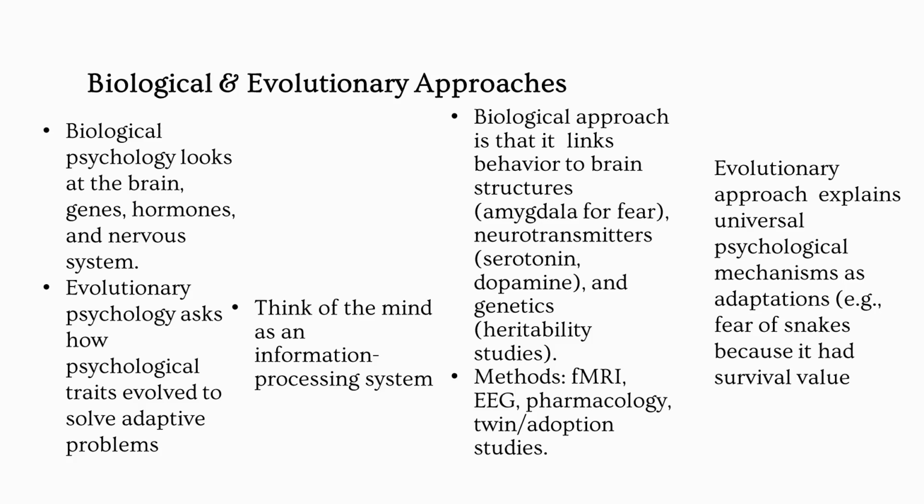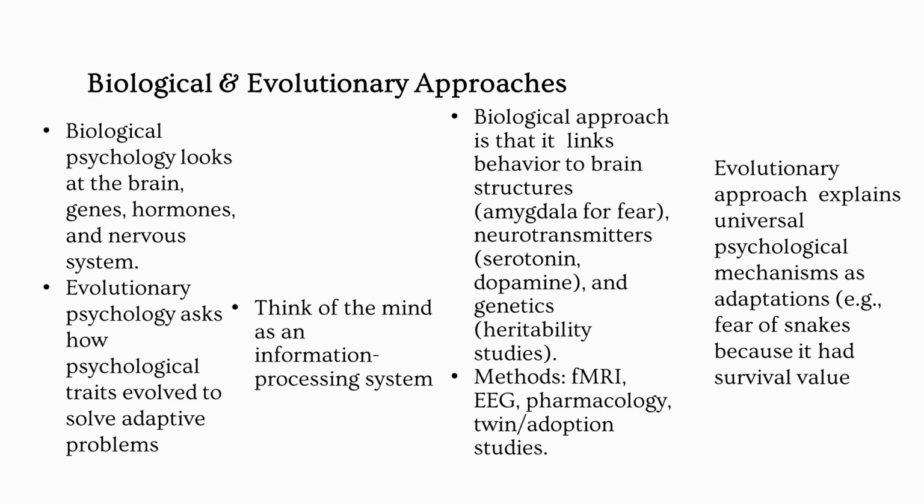Biological and evolutionary approaches. Biological psychology looks at the brain, genes, hormones, and nervous system. Evolutionary psychology asks how psychological traits evolved to solve adaptive problems. The key idea of the biological approach is that it links behavior to brain structures, such as the amygdala for fear, neurotransmitters such as serotonin and dopamine, and genetics through heritability studies. Methods: fMRI, EEG, pharmacology, twin and adoption studies.